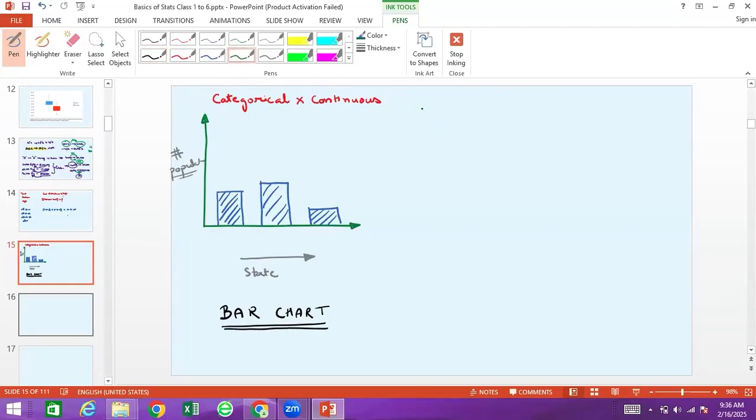Now, when we have time on one axis, anything in time, like years, days, minutes, or seconds, and the other variable is a continuous variable, it is always going to be a line chart. What can be an example?